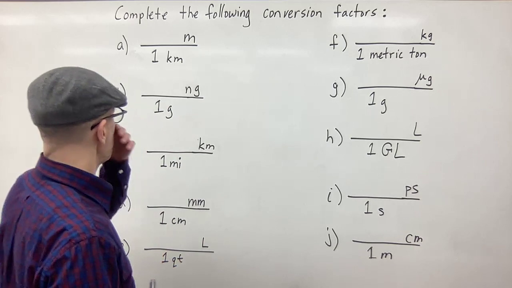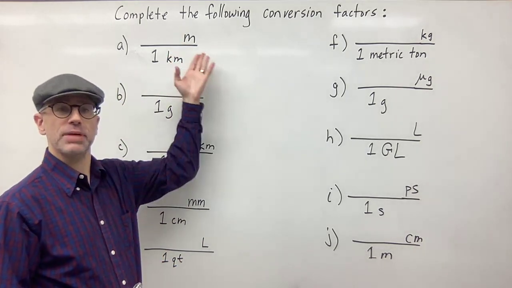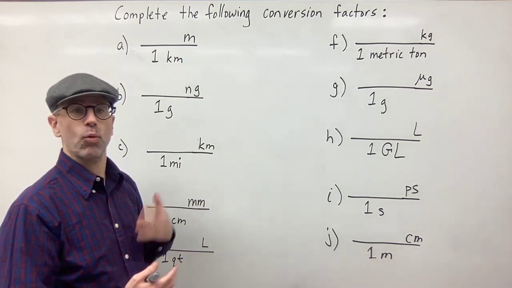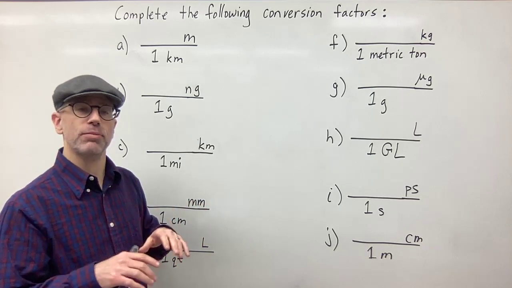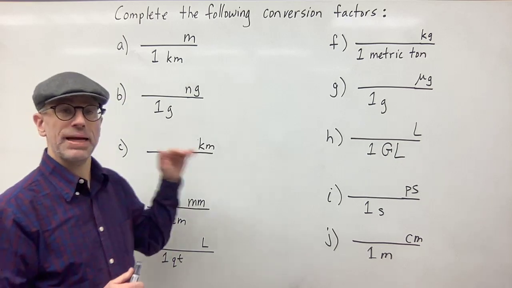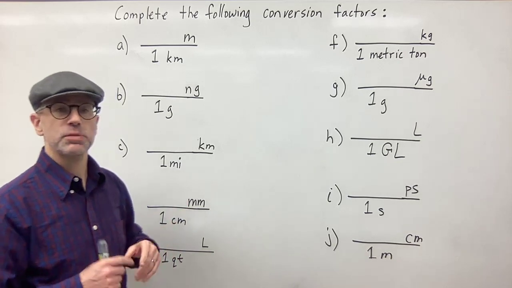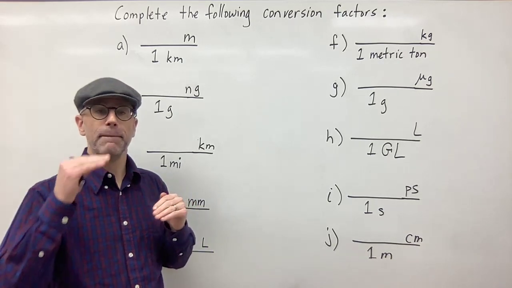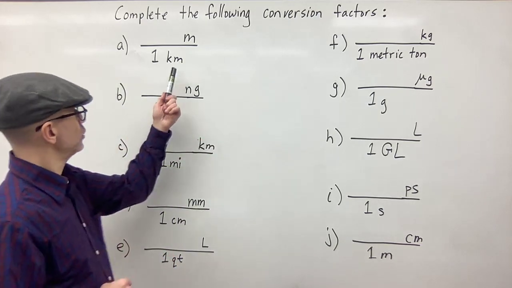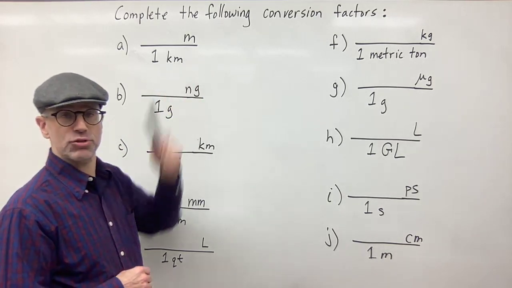So for A, we have 1 kilometer, and that is being related to meters. So we need to figure out, well, how many meters are in 1 kilometer to get our conversion factor? Because remember, the top and the bottom should be equal to each other. And so if it's a metric to metric unit, you have to remember what the prefixes mean, especially if you are comparing a base unit to a prefix unit like we have here for A. So here I have kilometer, that's a prefix kilo, and then I have the base unit meter.